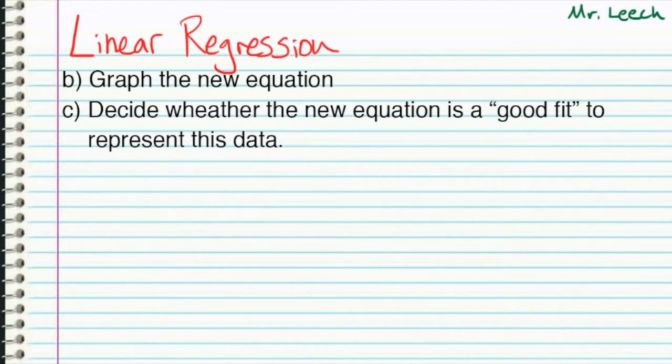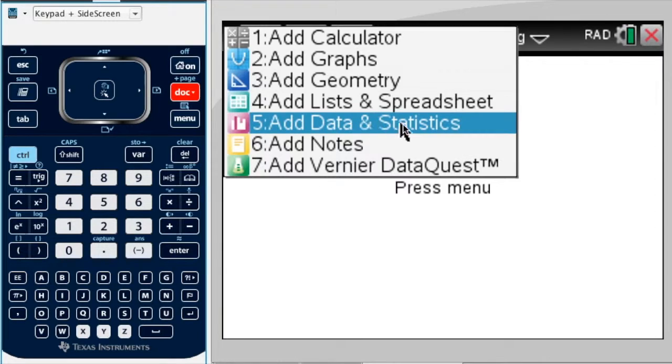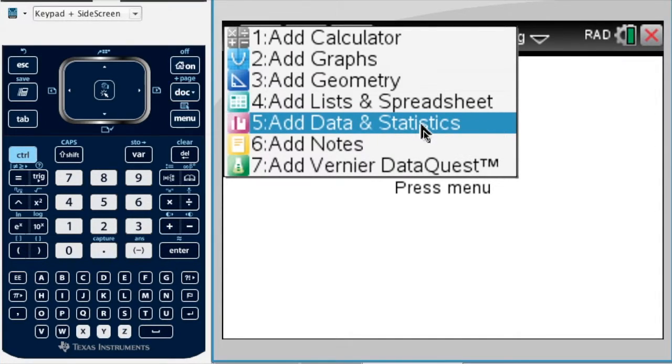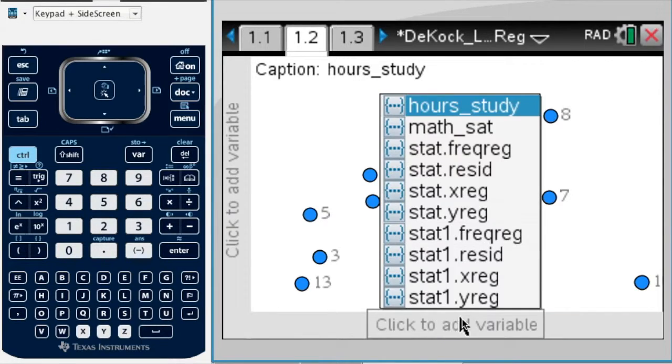Let's go back to the calculator. The best way to graph this is simply to use technology. So let's add a new page on our calculator. Let's add a data and statistics page. I hit Control Dock and add a data and statistics page. Wiggle your mouse around a little bit until your mouse is visible, and then move it to the bottom to click to add a variable.